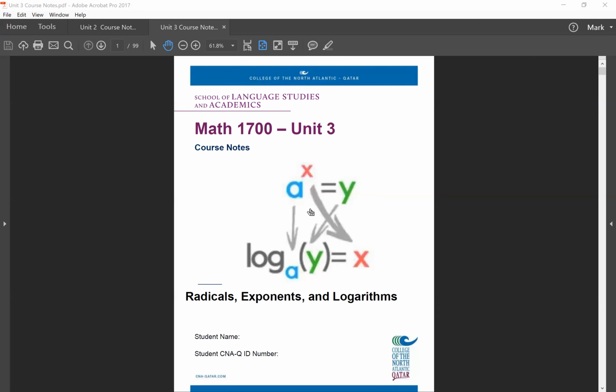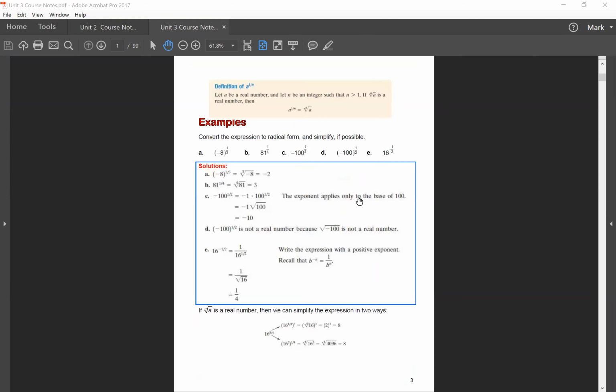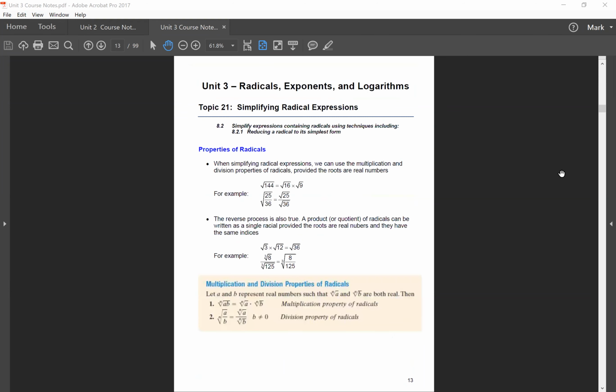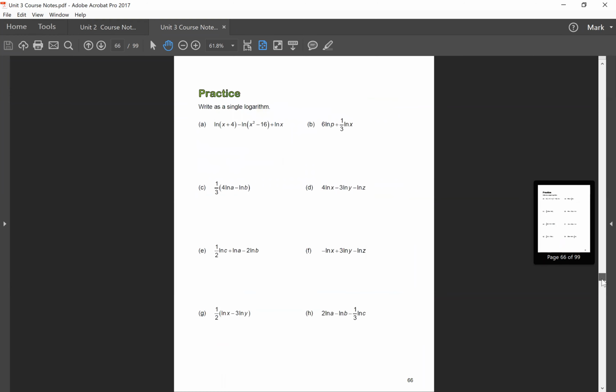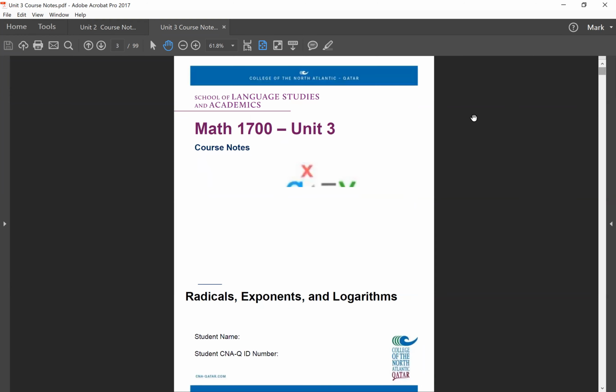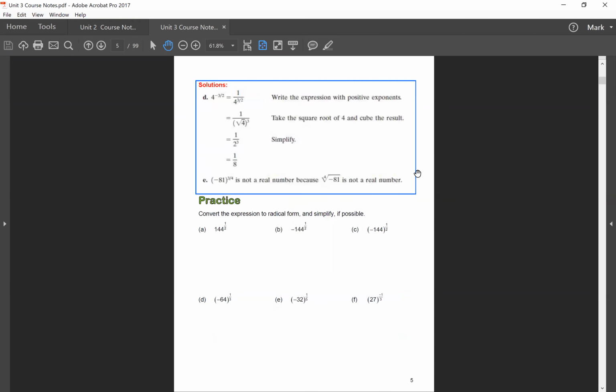All right, Unit 3. There are obviously 4 units in this course. Again, don't panic about the notes. This unit is a lot shorter than the other units, and Unit 4 is even shorter than that.